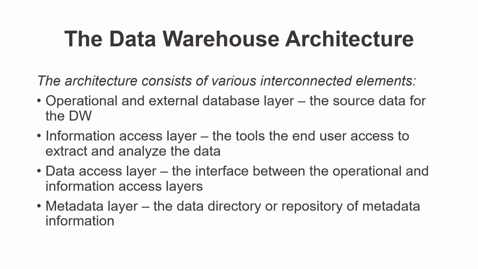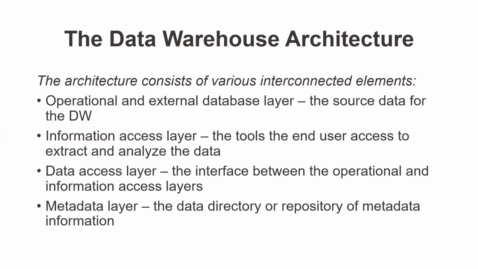And the third one is the data access layer. It is the interface between the operational and information access layers. So it is not only for information purposes, it is for operational purposes also. And the last one is the metadata layer, the data directory or a repository of metadata information. Data about data is called metadata.